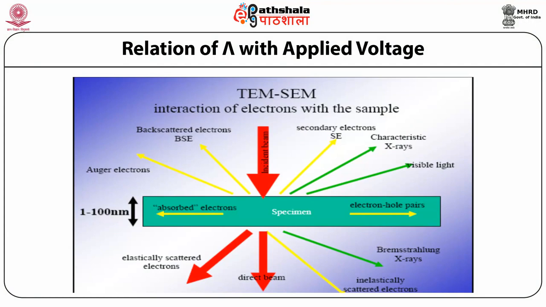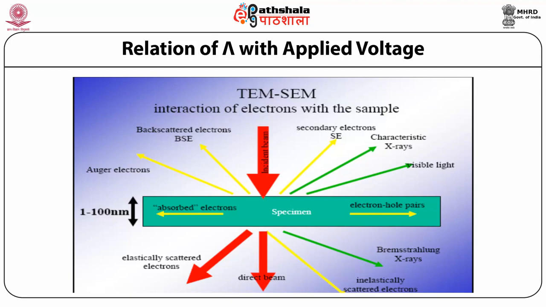The incident beam, which is shown in red, falls on a thin sample of 1 to 100 nanometer, and as a result there is a direct beam and elastically scattered electrons come out, which are transmitted and involved in image formation of the transmission electron microscope. There are many other things happening.